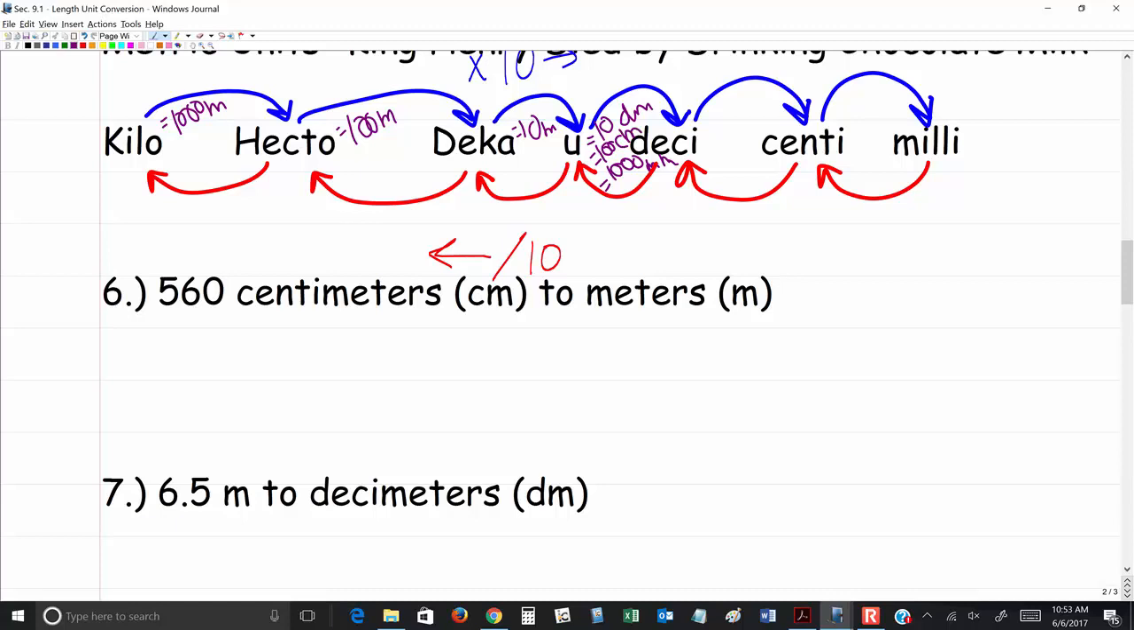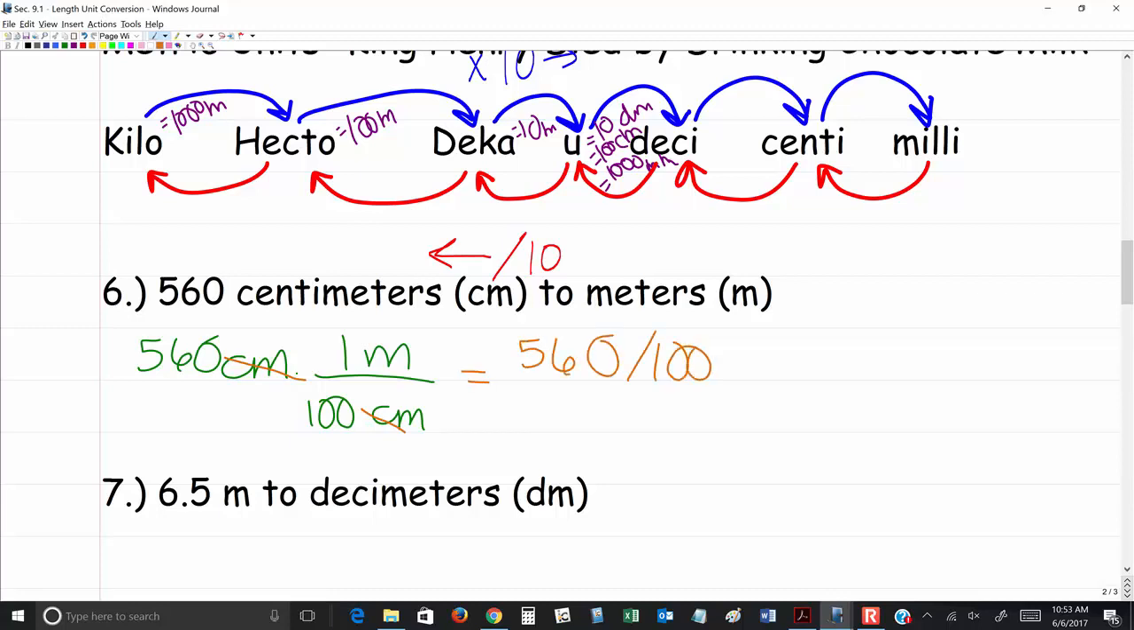Okay, so start with 560 centimeters. Still doing it the same way I was doing it before. I put centimeters down here, and then I know that there are 100 centimeters in 1 meter. And then I can just cancel out centimeters. And then to get my answer, I do 560 divided by 100. So that would be 5.6 meters.